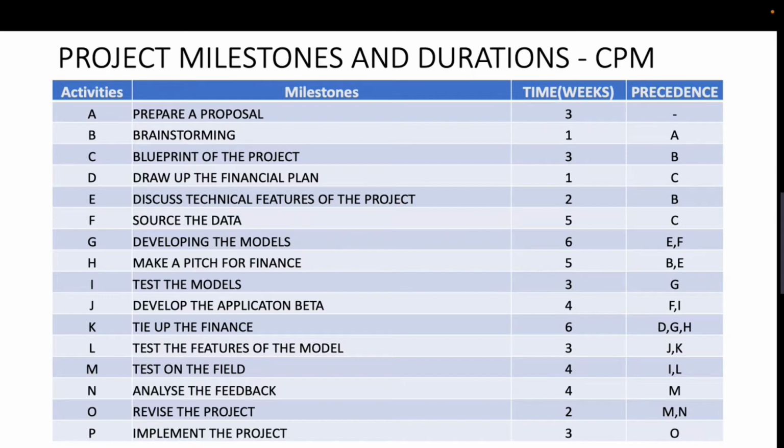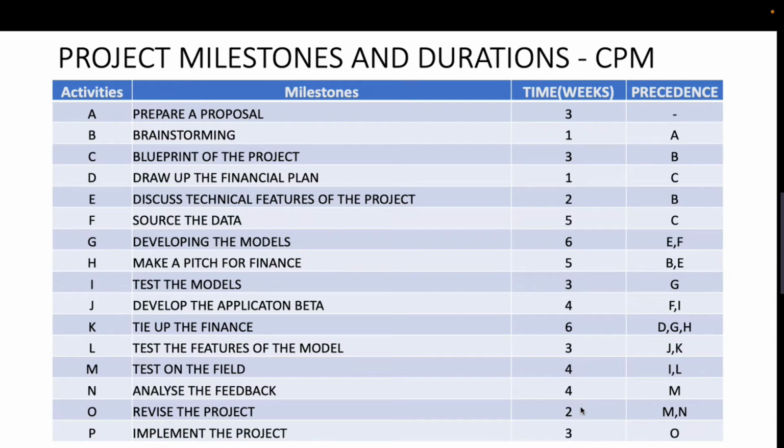Then for each activity, I should know the precedence, which is nothing but the dependencies. I know activity B has to follow activity A. So I give the precedence here. Activity C has to follow B. Activity D has also to follow B. And like this, I find out the dependencies. I also decide how much time each activity is going to take. That's going to be my job. So once these milestones have been decided, the sequence has been decided, the time has been decided, I next proceed to draw a network diagram.